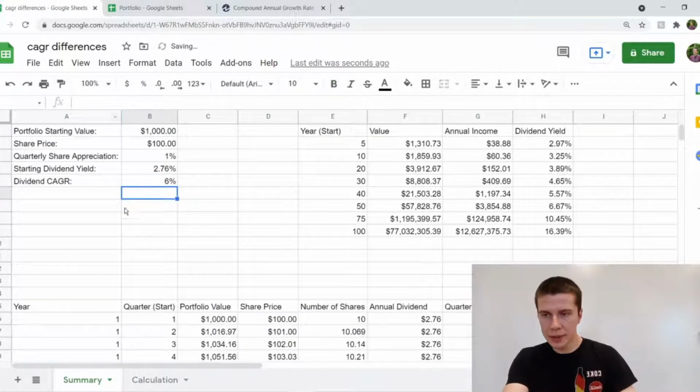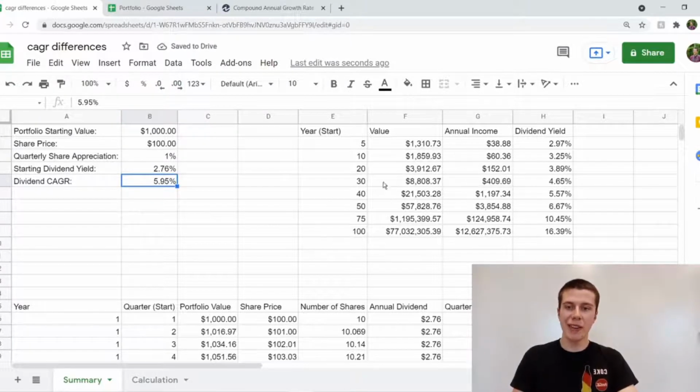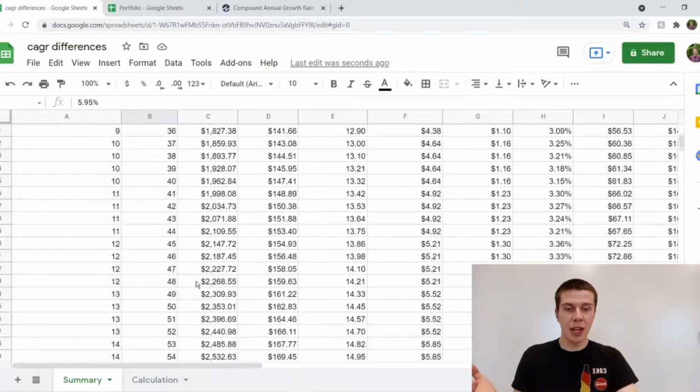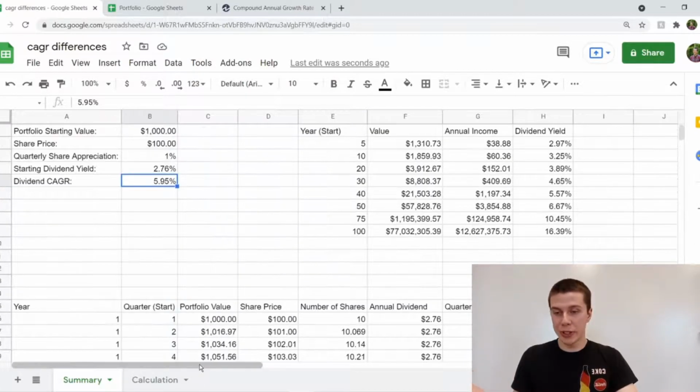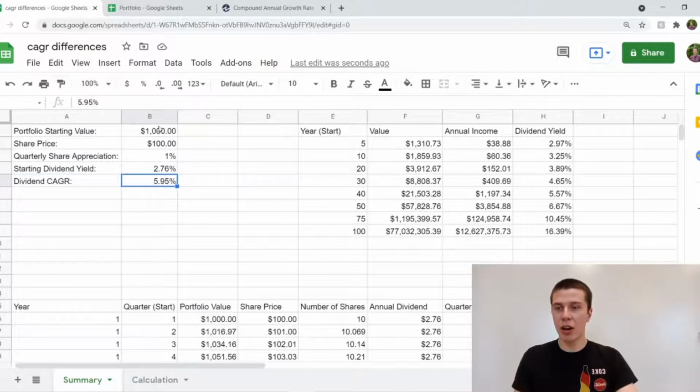So let's plop that one in, and we'll just put that out a few more decimal points so we can see. And right here on the right are just some selected years that I picked. I list them all out here because that's just what was easiest to do, and then I just pick some and plop those values in. So this is basically starting with a portfolio value of $1,000 and the share price is $100.